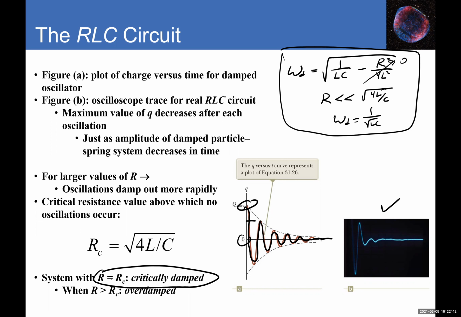When we have critically damped, this critical resistance value makes it so that almost no oscillations occur. And then when R is greater than R_C, that means any R greater than the critical resistance, you get overdamped. That means the larger the resistance value, the quicker your system's energy is converted into the internal energy of the system.